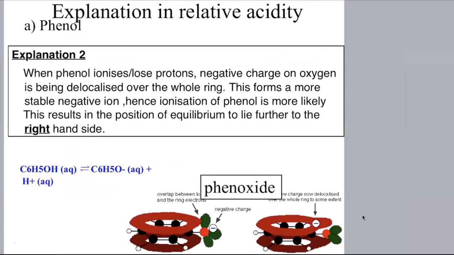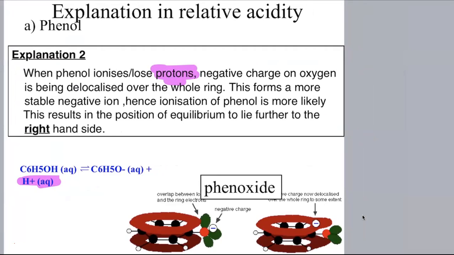The second explanation is talking about the stability of the anion. When phenol loses protons, protons being your hydrogen ions, the negative charge on the oxygen is being delocalized over the whole ring. This forms a more stable negative ion. Hence, ionization of phenol is more likely. This results in the position of the equilibrium to lie further to the right.